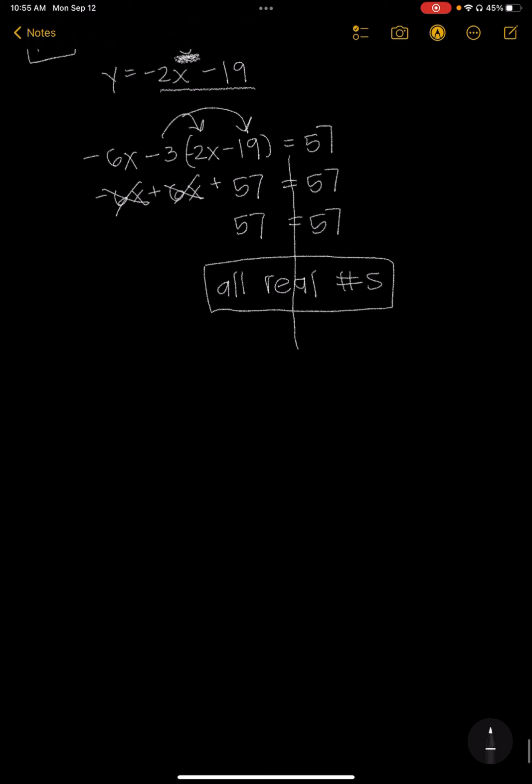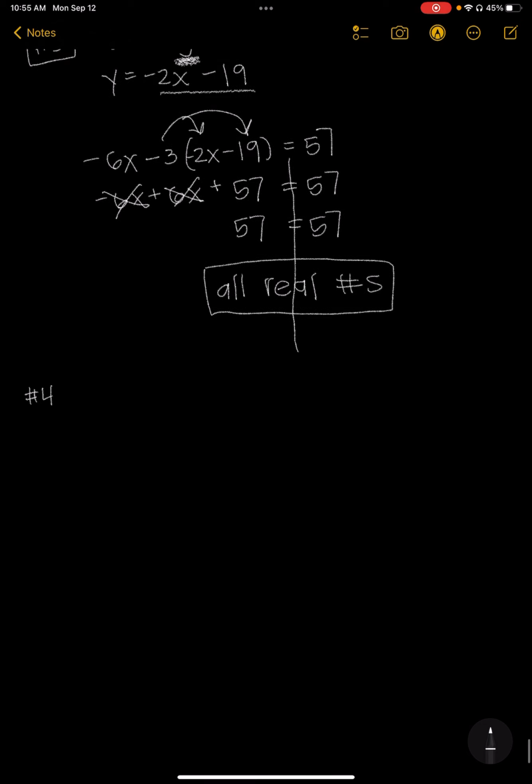Okay, one more example. And this example is negative 3x plus 7y equals 12, and negative 2x plus 4y equals 6. So neither of these are solved for a variable.